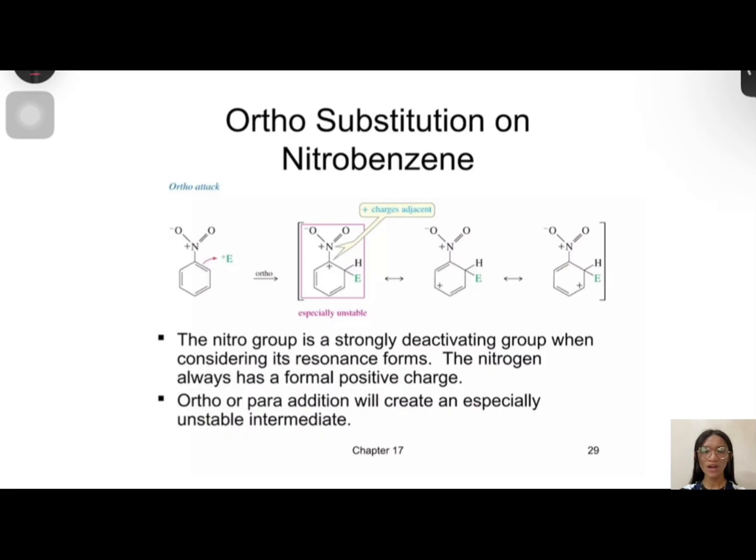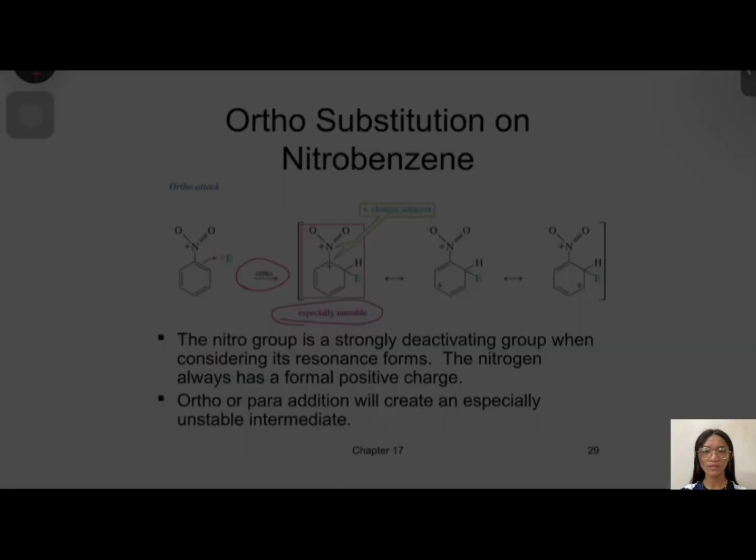Next is ortho and para substitution on nitrobenzene. The nitro group is a strongly deactivating group when considering its resonance form. The nitrogen always has a formal positive charge. Ortho or para addition will create an especially unstable intermediate.